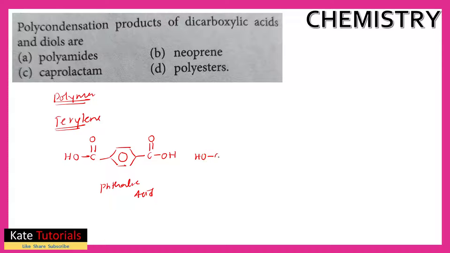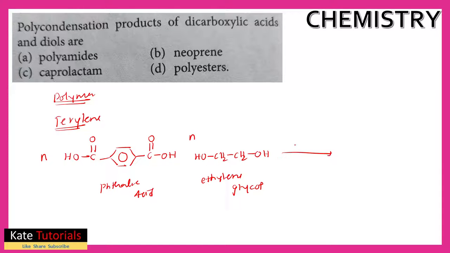Whenever this phthalic acid reacts with a diol, meaning alcohol, OH, see, this is a diol. This carbon has one OH group and this carbon has one OH group. Diol. So this is called ethylene glycol.